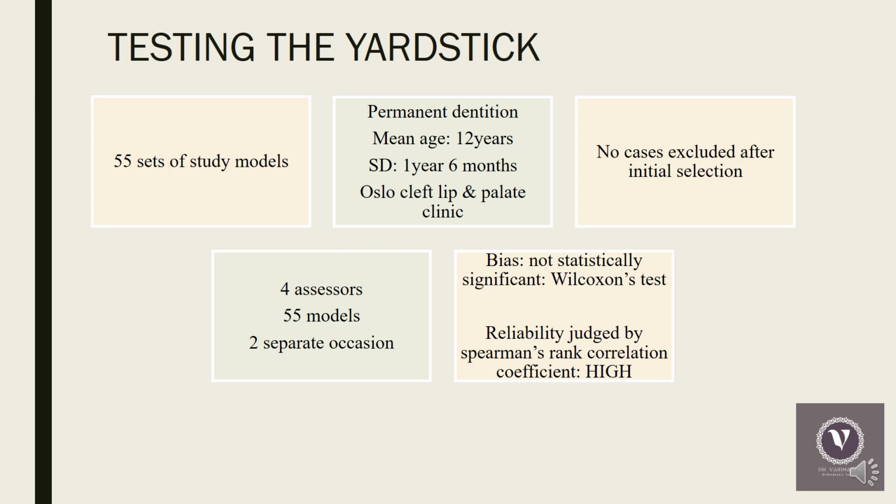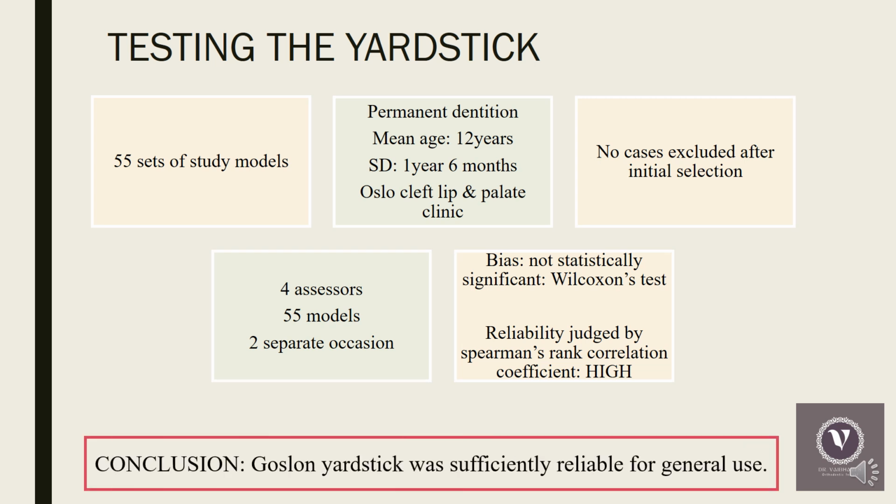All the study models were assessed by 4 assessors on 2 separate occasions. The bias was found not to be significant and was tested by the Wilcoxon test. The reliability was judged by Spearman's rank correlation coefficient and was found to be very high. Thus, it was concluded that the Goslon yardstick was sufficiently reliable for general use.